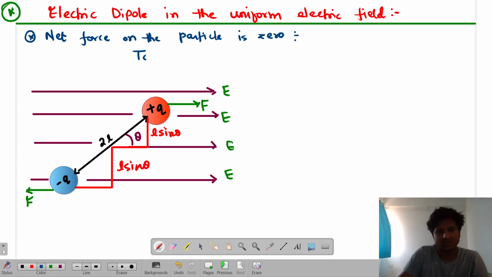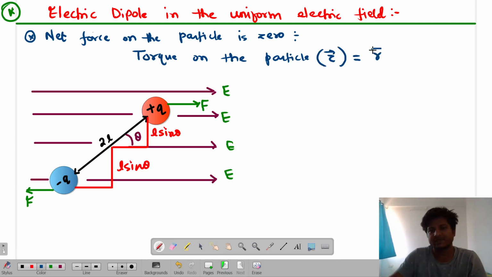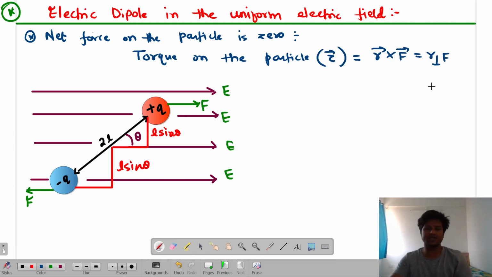So basically, to rotate, I need a torque. So torque on the particle is how much? Simple torque is represented as tau, and it's a vector quantity, and it is given as r cross F. But this can be written as r perpendicular F, because rF sin theta is there and r sin theta is the perpendicular component, isn't it? So for F, this is what? F L sin theta, isn't it?